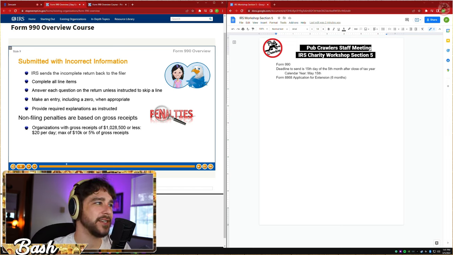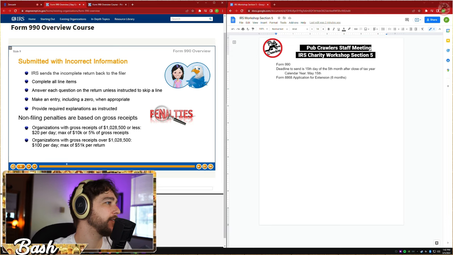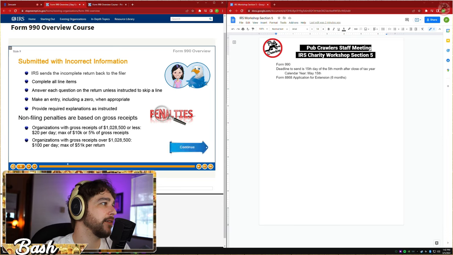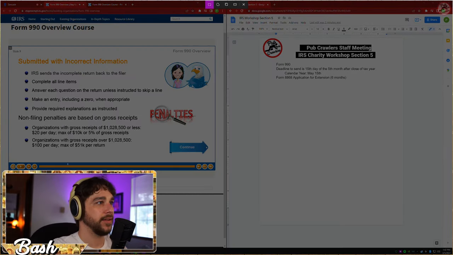That's such an interesting number. Organizations with annual gross receipts exceeding $1,028,500 are charged $100 per day, with a maximum of $51,000 for each return. The penalty applies each day after the form's due date. This penalty applies to filers of Form 990, Form 990-EZ, and 990-PF. Select the Continue button to learn more about filing requirements.